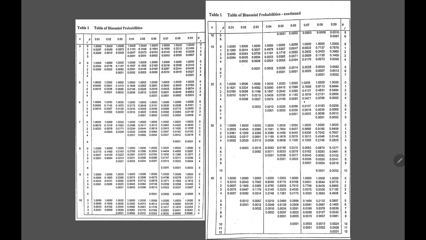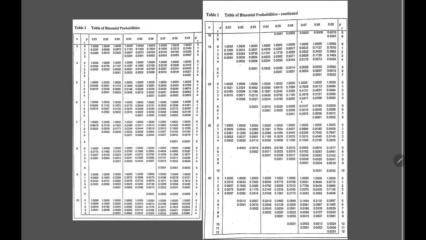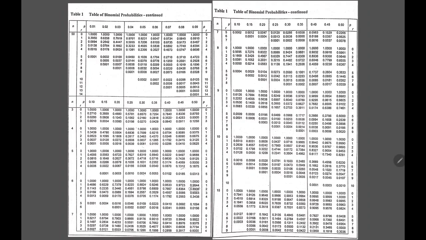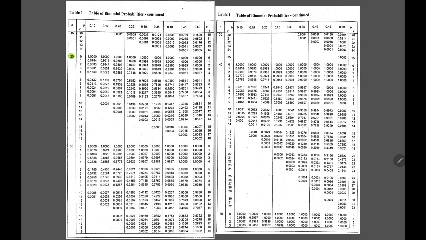We look at this table, we find n equals 20. So we have here n equals 20 and p equals 0.35. Okay, this row doesn't have 0.35, so we find the next page. So we have here 0.35 but it doesn't have n equals 20. So next page, this one n equals 20 and we have p 0.35.